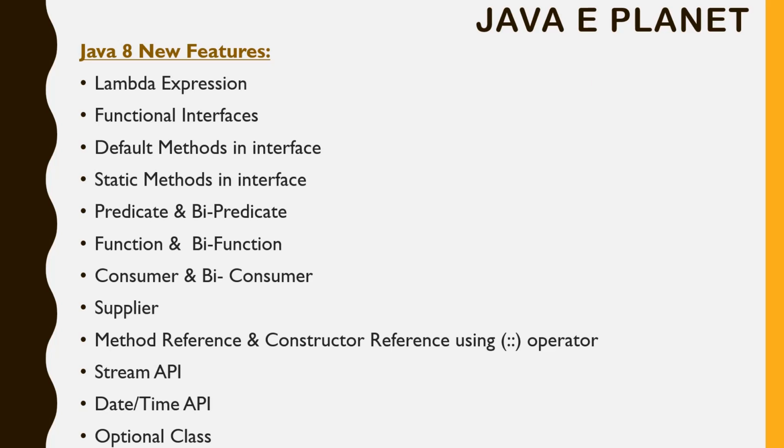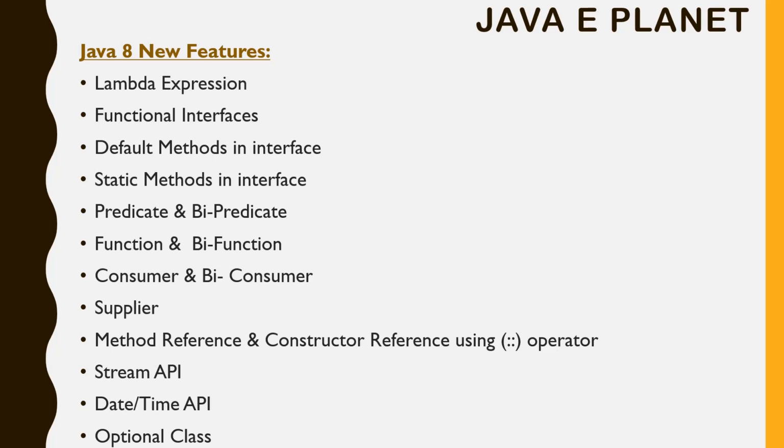Here come the Java 8 new features. The first and foremost important one is Lambda Expression. And the second one is functional interfaces. Default methods in interface, static methods in interface, Predicate and BiPredicate, Function and BiFunction, Consumer and BiConsumer, Supplier, method reference and constructor reference using the double colon operator, and one of the most important ones is the Stream API.